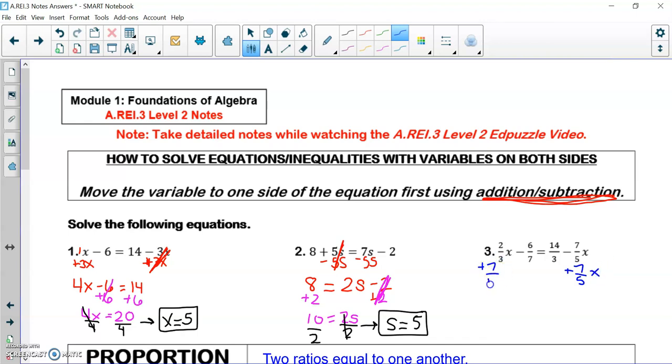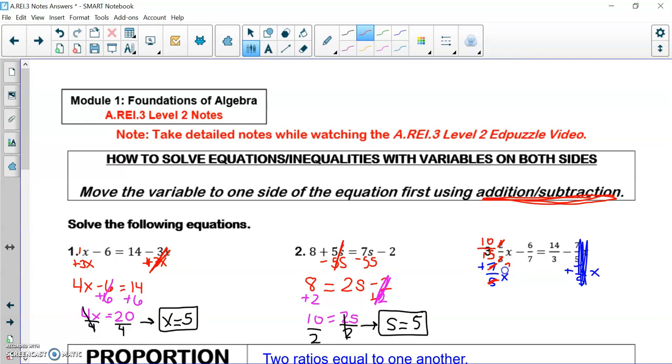Unfortunately, I need a common denominator here. And between a denominator of 3 and 5, I'm going to have a denominator of 15. That's my common denominator. To get a denominator of 15 on the 2/3, I need to multiply the numerator and the denominator by 5. So a 2 times a 5 is a 10. A 3 times a 5 is a 15. So I have a 10/15. To get a denominator of 15 on my 7/5, I need to multiply my numerator and denominator by 3.